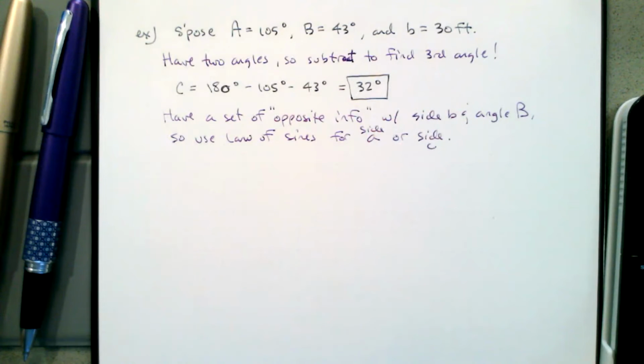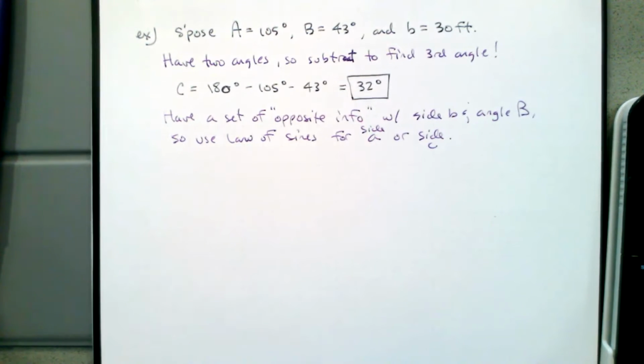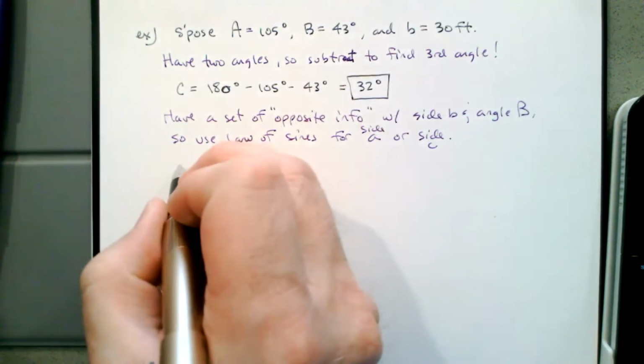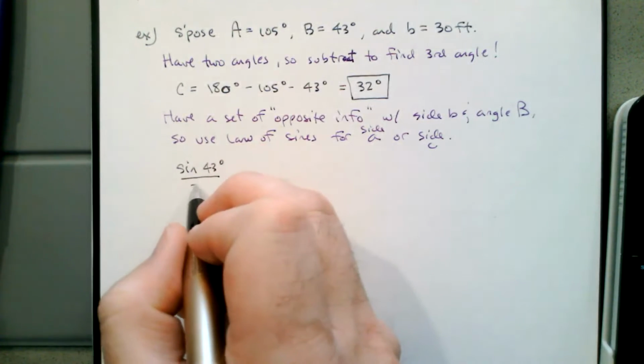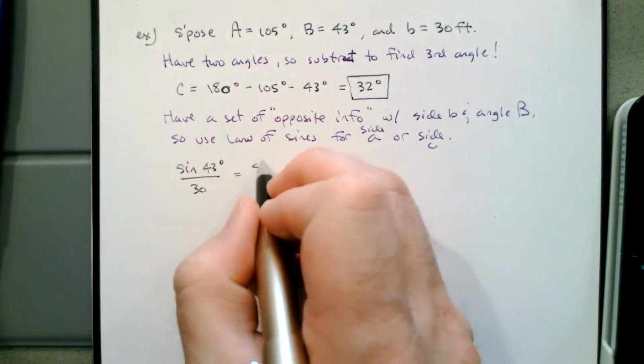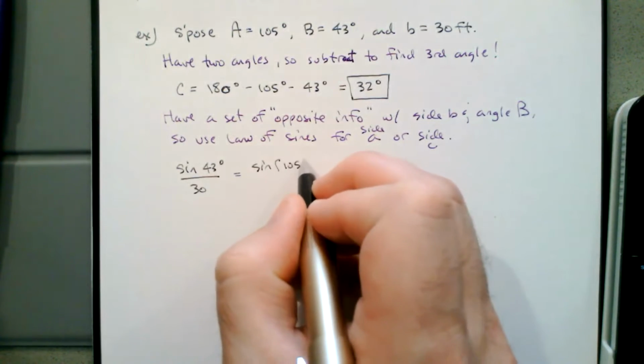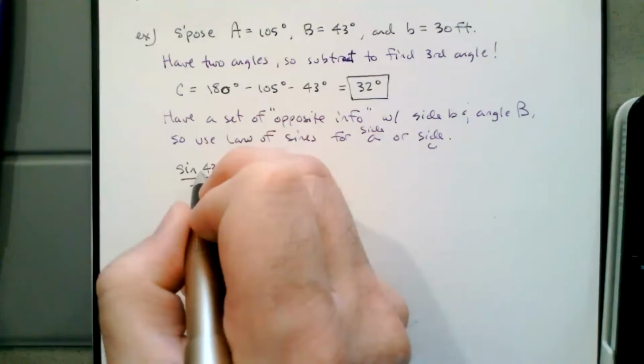So now it's time to use the law of sines to either find side A or side C. Doesn't matter which one. We're going to do the same thing for both anyway. But I'm going to start with A because A is going to be the biggest side, for no other reason than that it's the biggest side. So I'm going to set up my ratio of sine of B over B. So sine of 43 degrees over 30 feet is equal to the sine of 105 degrees over the side we're looking for, A.